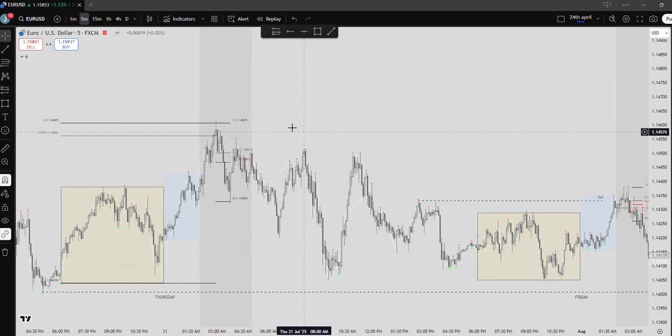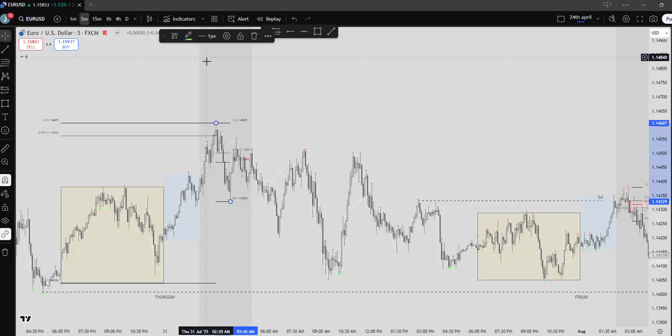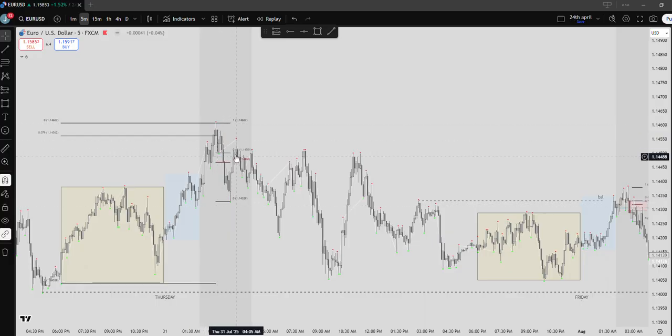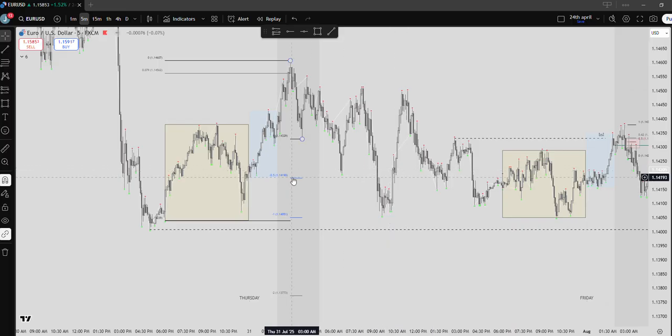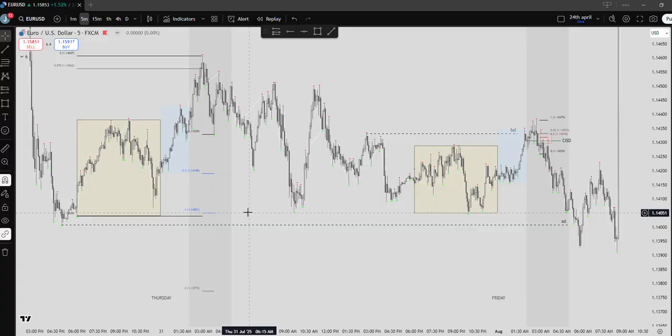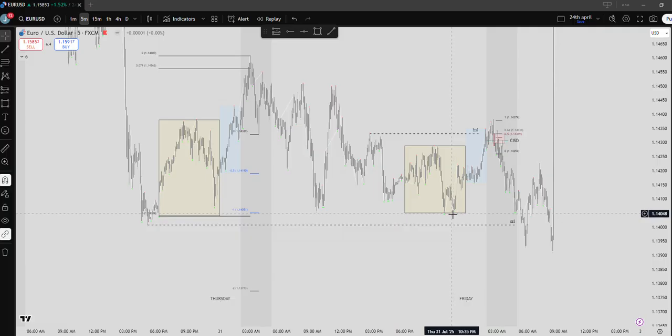Now we can also use another tool for our targets: extension targets. Let me just delete some of this actually. So you anchor it from the high to the low that started the retrace, and then extensions. See where it lines up. I think that lines up pretty good. You could see it comes close here, and boom, finally hits it.